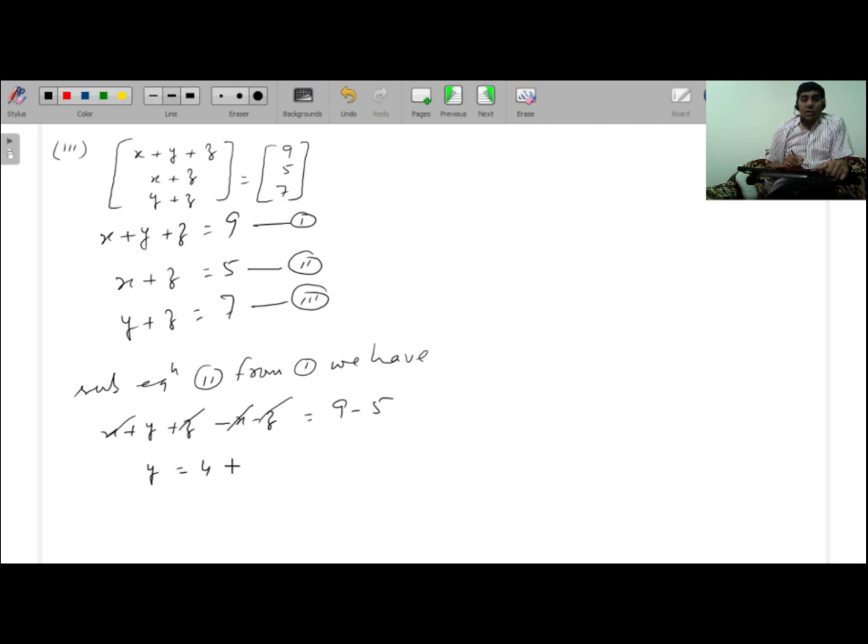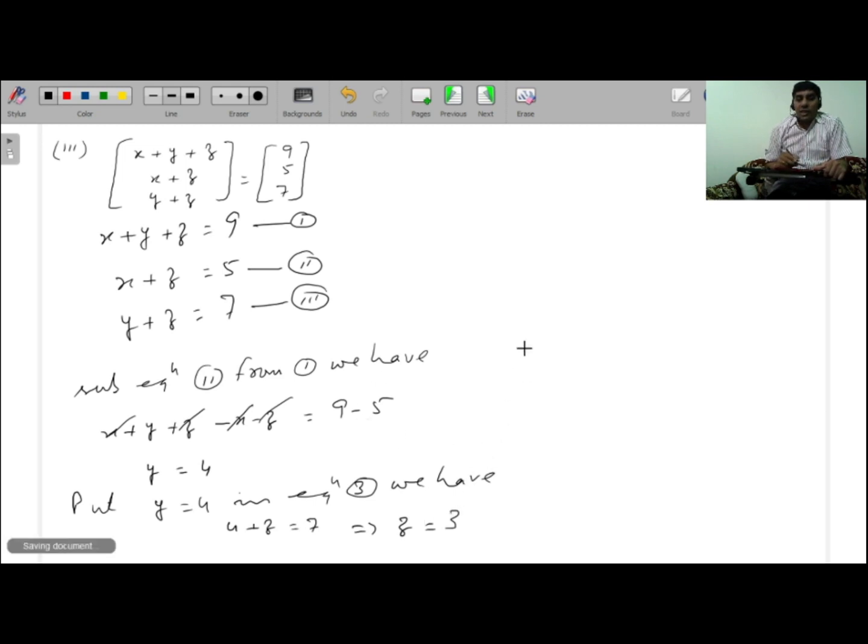Put y is equal to 4 in equation number 3. We have 4 plus z is equal to 7. This implies z is equal to 3. Put the value of z is equal to 3 in equation number 2.